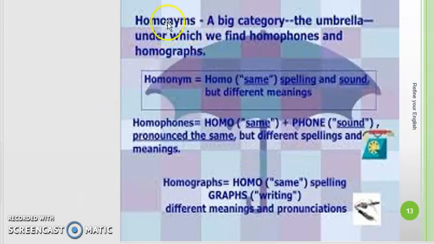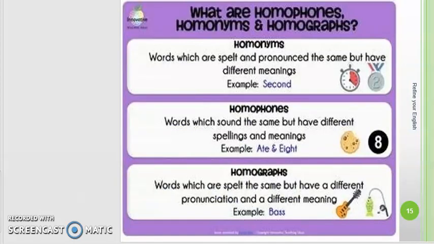So let's move on very quickly once again. Homonyms are a bigger category. It's an umbrella term where you find homophones and homographs. Homonym means homo is same: same spelling, same sound, but different meanings depending on different contexts. Homophones: homo is same, phone is sound, pronounced the same, different spellings, different meanings. And homographs: written similarly but different meaning and different pronunciation. I hope you have understood that. And so we have a quick recap.